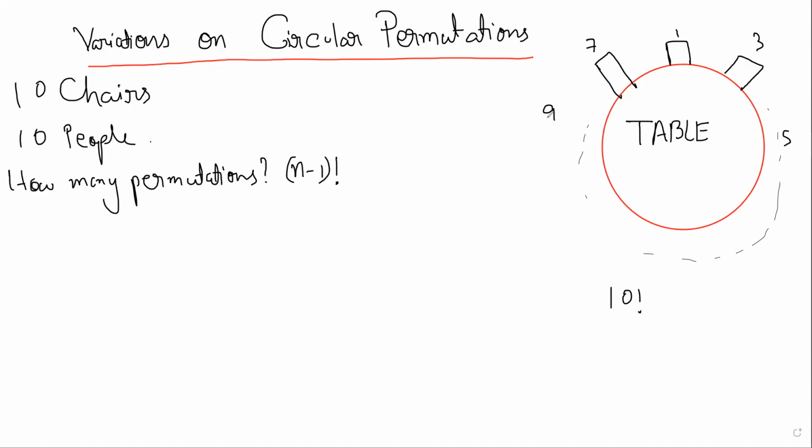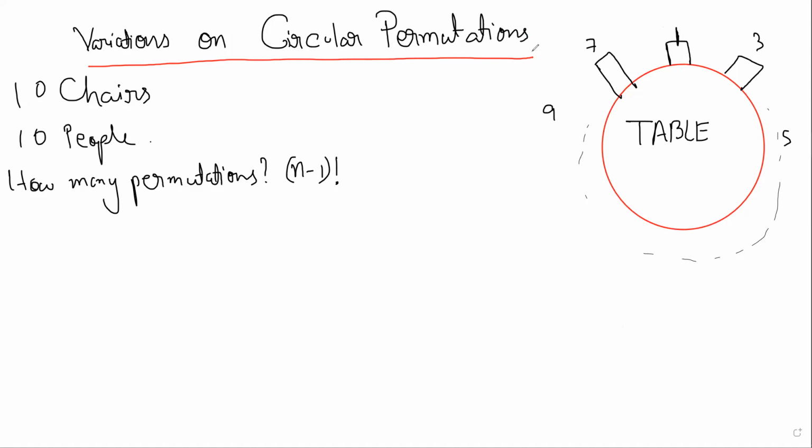But it's not clear what that means. Probably what you're saying is that you could fix this person at the top of the table, and then arrange the rest in 9 factorial ways. That's the closest I can understand from what you're saying. But it's a bit confusing, right? So maybe you should try to think of it again and write it, because right now it is not very well organized.